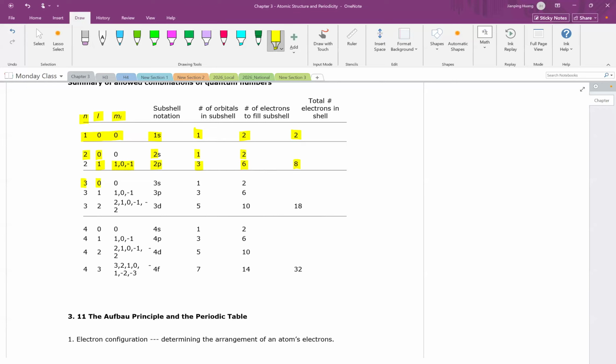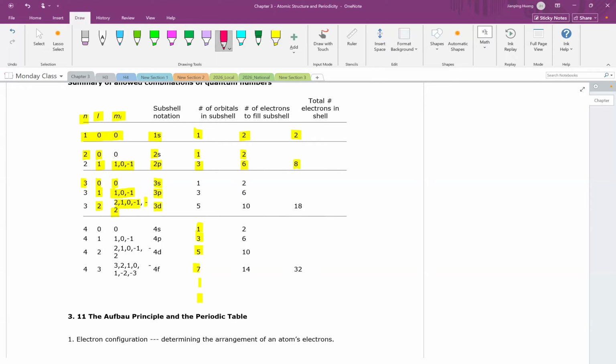Do one more. N equals 3. L is 0, 1, 2. ML: 0; 1, 0, minus 1; 2, 1, 0, minus 1, minus 2. 3s, 3p, 3d. Orbitals, remember, are always odd numbers. 1, 3, 5, 7, 9, 11, 13. See? 1, 3, 5, 7. Next one should be 9, 11, 13, 15, 17, 19, 21. That's one. Okay, I'm going to summarize.